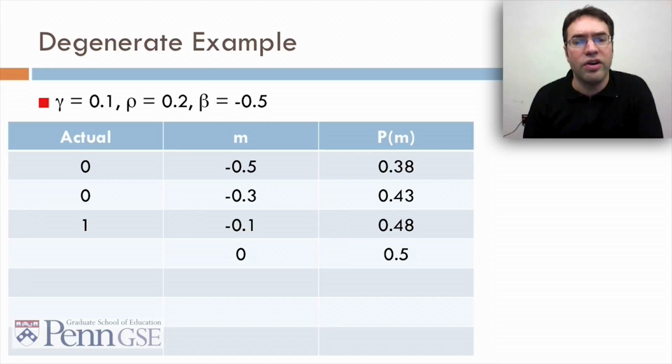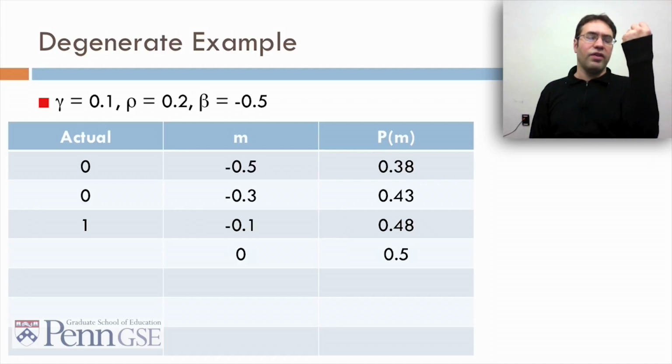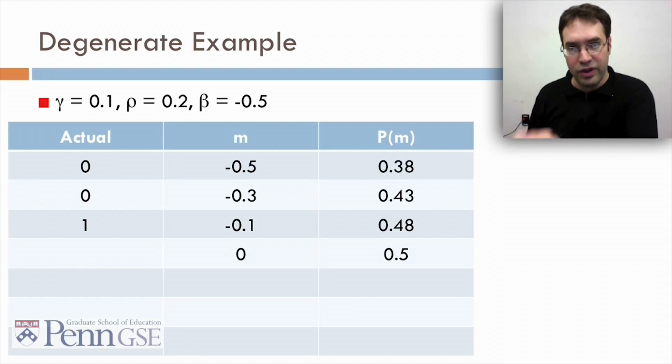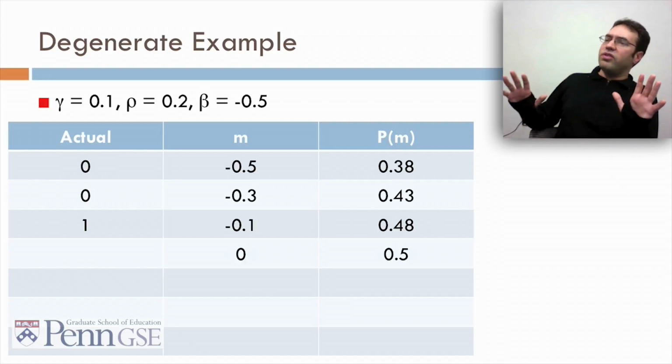Now let's look at a degenerate example. Let's say that instead of having a gamma of 0.2 and a rho of 0.1, we have a gamma of 0.1 and a rho of 0.2. In other words, you're twice as likely to do better in the future if you get it wrong than if you get it right. So what does this really mean?